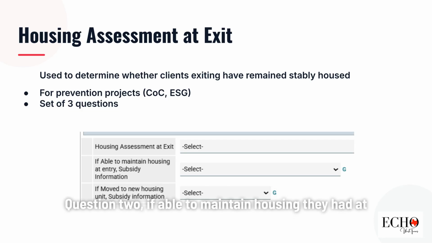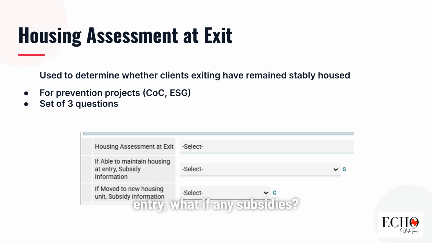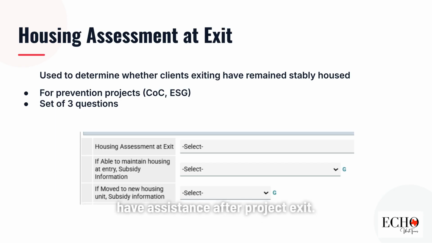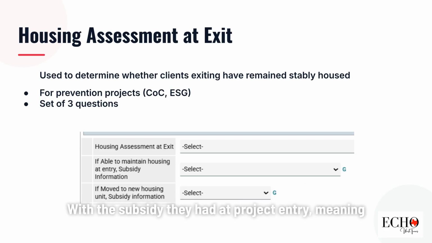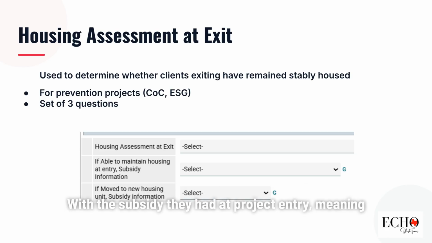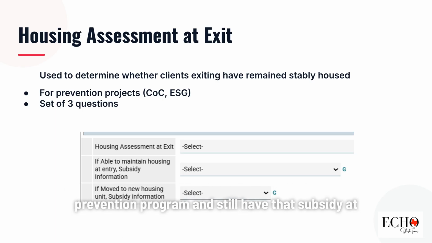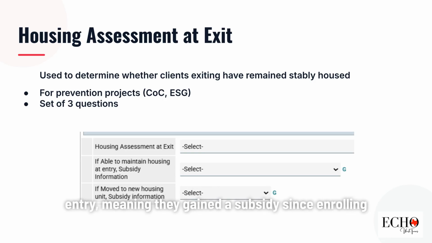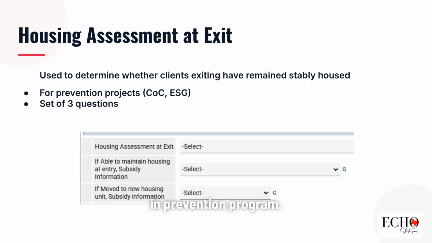Question 2. If able to maintain housing they had at entry, what, if any, subsidies? Only needs to be answered if the client was able to maintain the housing they had at project entry. Options are without subsidy, meaning they do not have assistance after project exit. With the subsidy they had at project entry, meaning they had a subsidy when they enrolled in the prevention program and still have that subsidy at project exit. With an ongoing subsidy acquired since project entry, meaning they gained a subsidy since enrolling in the prevention program.